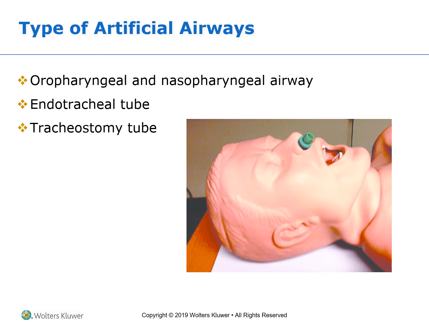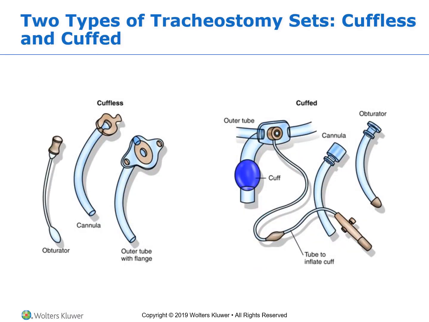So you should have an obturator from the current tube, suction equipment, oxygen, a manual ventilation bag, a spare trach tube of the same size, and a spare trach tube of one size smaller. There's your pictures. So you can see on the left there, you have the obturator, and that's the tube that's going to help you guide it. Then you have a cuffless cannula, an outer tube with a flange, okay? And then on the right, you have the cuffed trach, the inner cannula, and the obturator.